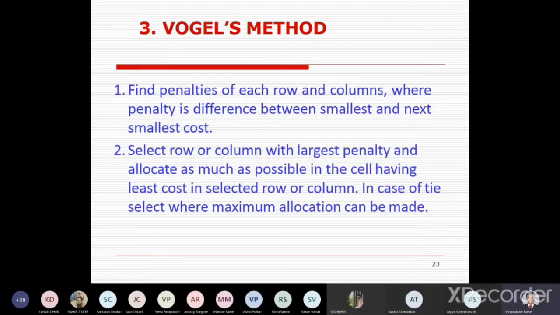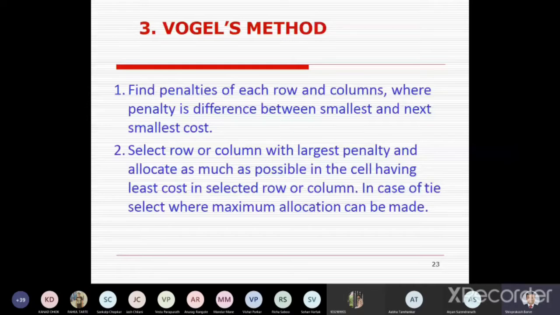So the third method is Vogel's approximation method or Vogel method. In this method, we are going to find out the penalties for each row and each column, where the penalty is the difference between the smallest and second smallest cost, whether it is row wise or column wise. Select the row or column with the largest penalty and allocate as many units as possible in that cell. So you will get the least cost in that selected row or column or cell.